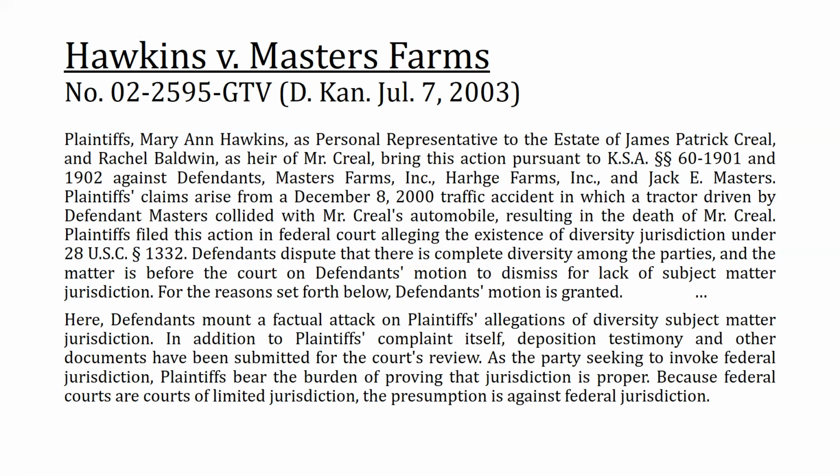Okay, and the burden of establishing subject matter jurisdiction belongs to the plaintiffs. They bear that burden because they're the ones invoking the power of the federal court. And because the federal court is a court of limited jurisdiction, the presumption is against federal jurisdiction. It needs to be affirmatively shown, and it needs to be shown by the plaintiffs. So that's how we get started. This is the very first portion of the opinion, and from it, we can get a lot of information about why the case is before the court, what the court is concerned with, what the outcome is going to be.